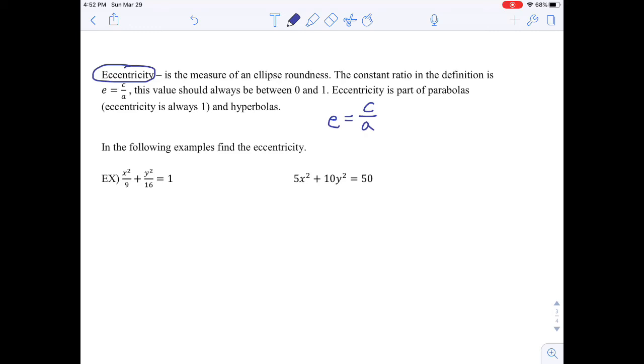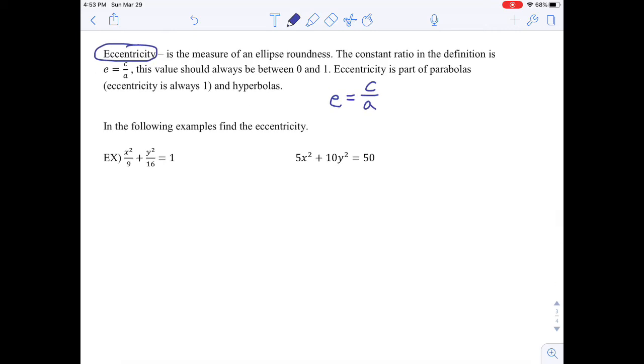And we actually have eccentricity in parabolas, and a parabola is always 1. And we're also going to learn that we have it in hyperbolas, and a hyperbola actually ends up being greater than 1. So in the following examples, find the eccentricity. In order to do that, we must figure out what c is and what a is.